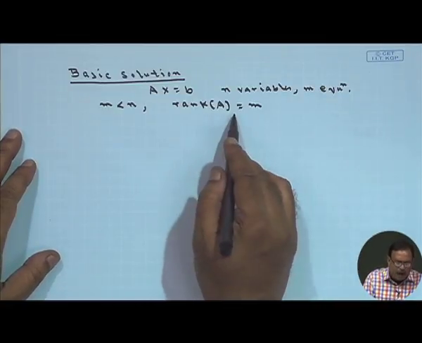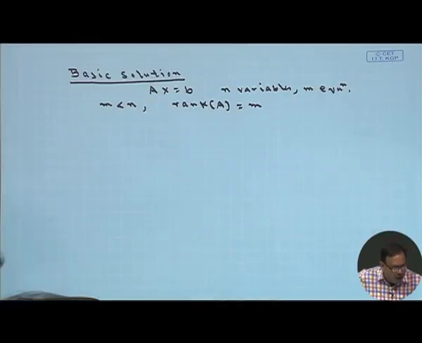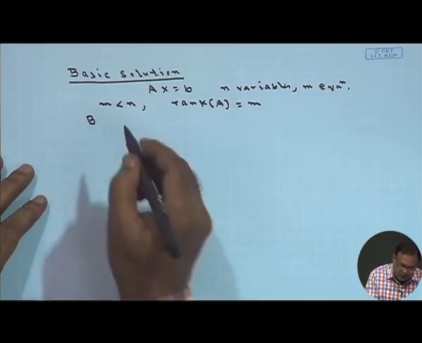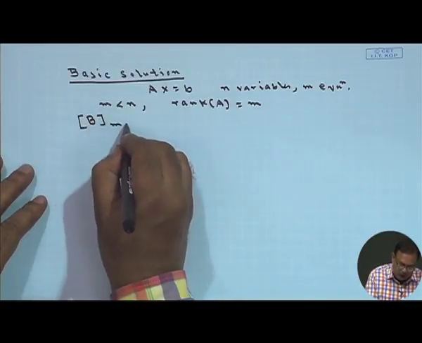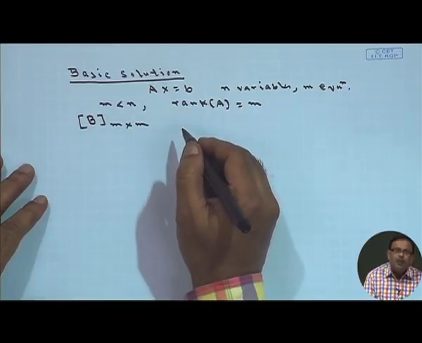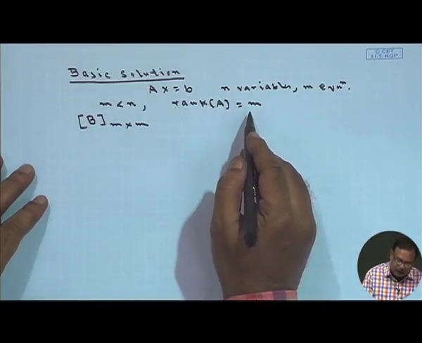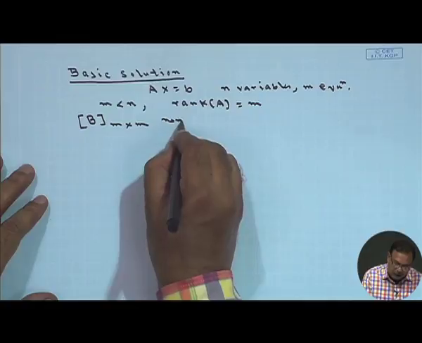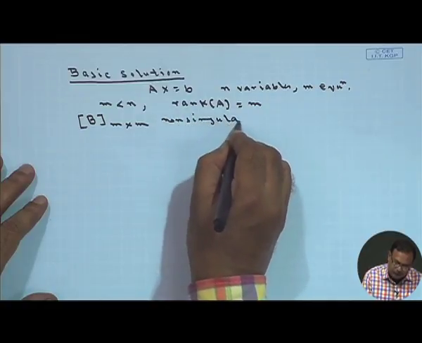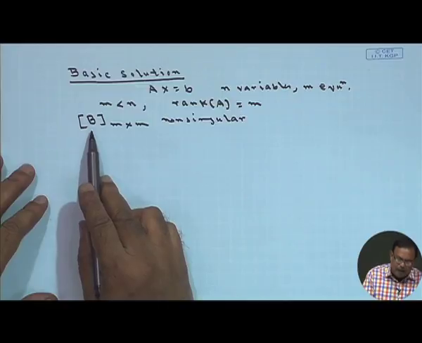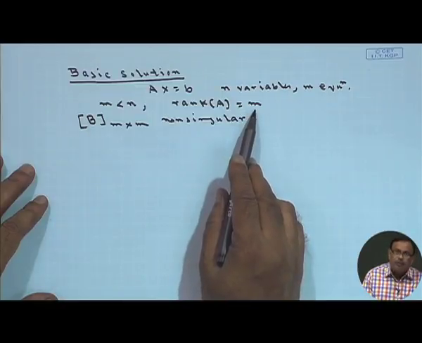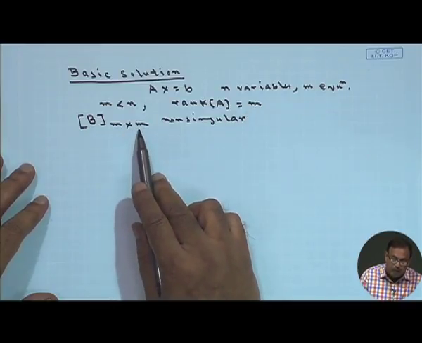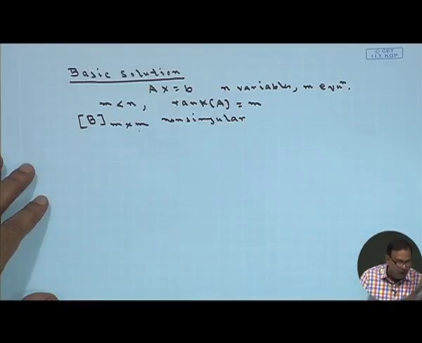Since the rank of the matrix is equal to m, there will exist one matrix B of order m cross m. Please note that you may know the definition of the rank. It will be non-singular. I am assuming the rank of the matrix is m, so I must get one m cross m square matrix which will be non-singular.